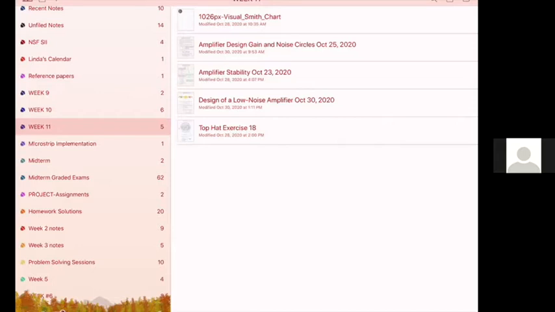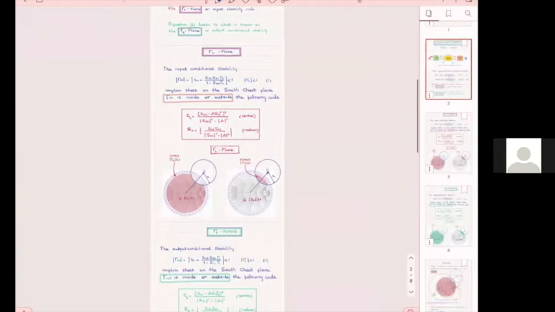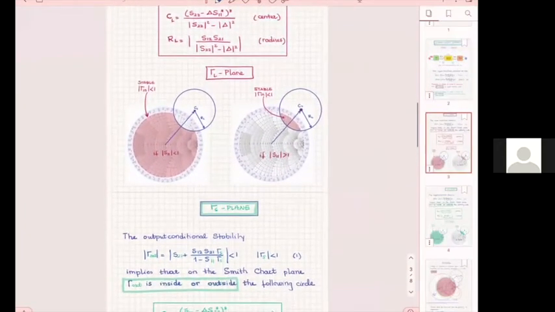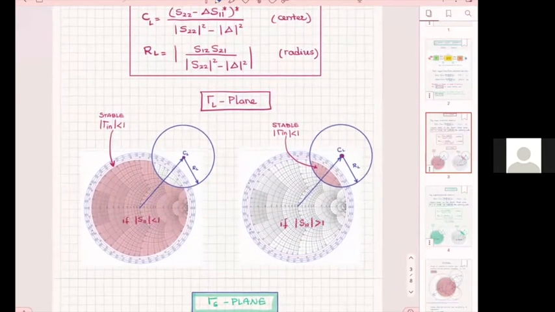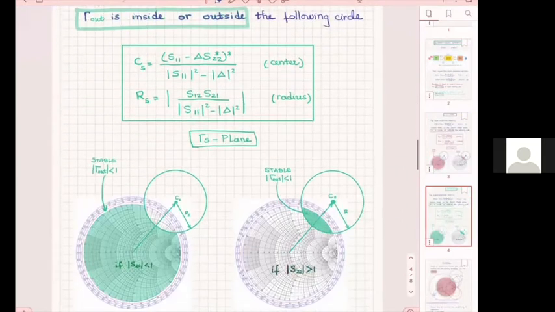I have a question about last lecture's notes. Last week's, yeah. Okay. Could you tell me, was that specifically on the stability? The amplifier stability circles that we talked about Wednesday, the gamma L and gamma S plane. Yes, there. So specifically, I'm a little confused as to the naming. So the gamma L plane is input stability and gamma S plane is output stability, which seems a little counterintuitive. So could you give some explanation for the naming there?